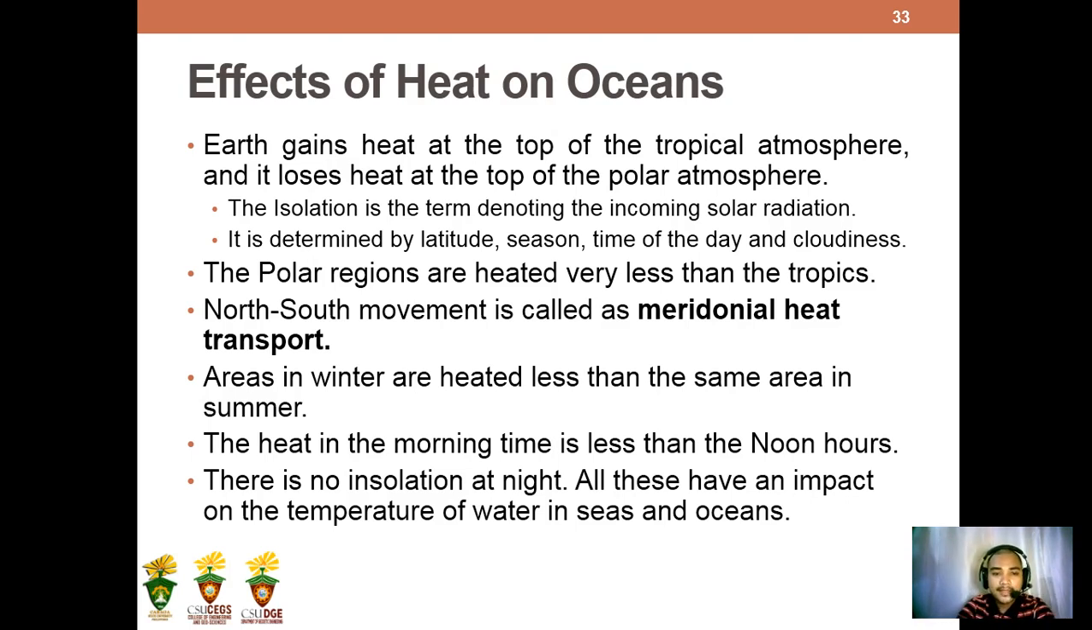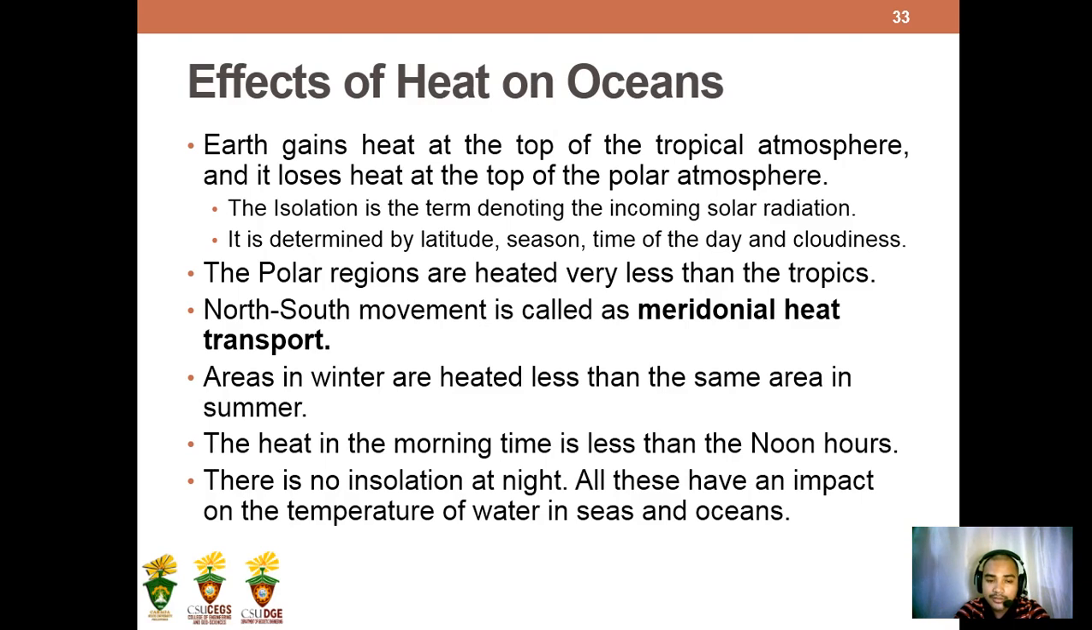The term denoting incoming solar radiation is insolation. Insolation is determined by latitude, season, time of day, and cloudiness.